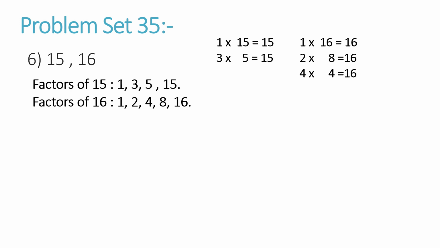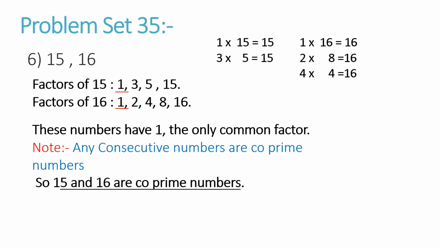So the factors of 15 are 1, 3, 5 and 15 and factors of 16 are 1, 2, 4, 8 and 16. Now which are the common factors? 1 is the only common factor. So these numbers have 1 as the only common factor. Note, any consecutive numbers are co-prime numbers.